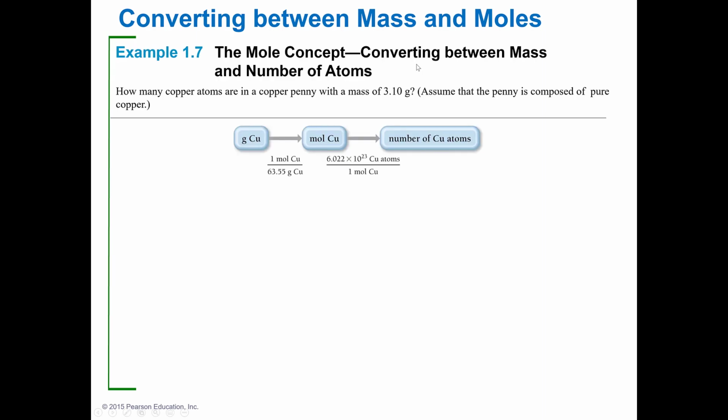All right, so now we're going to go mass to atoms, okay, because now I've got some conversion factors so that I can get all the way to there. So I start out with what I'm given, 3.1 grams of copper. Been a long time since pennies were made of copper, believe me. All right, so 3.10 grams of copper.